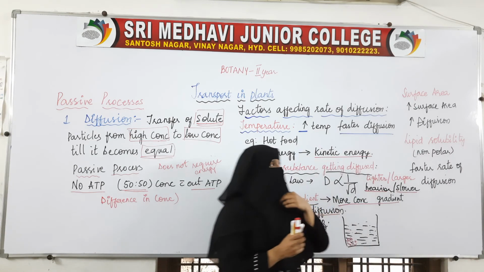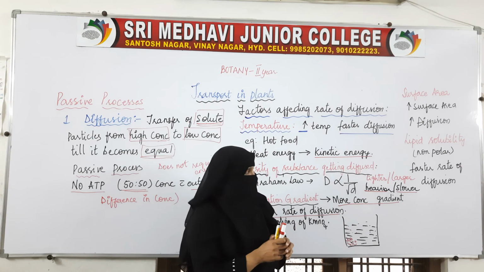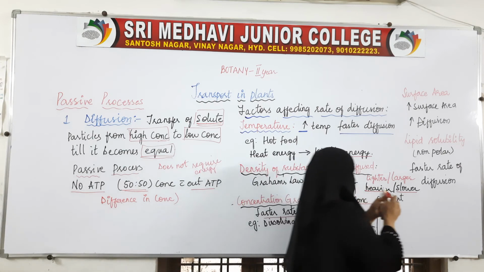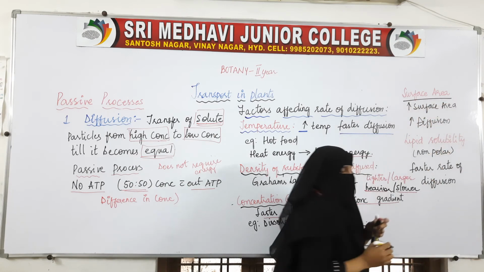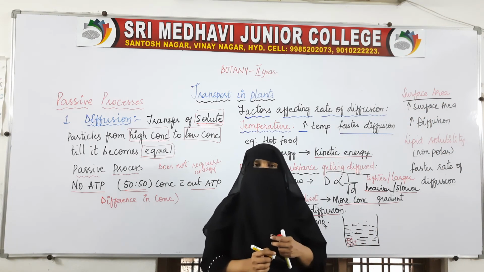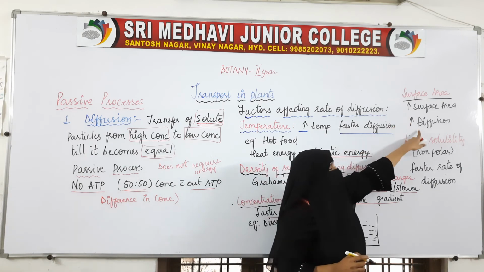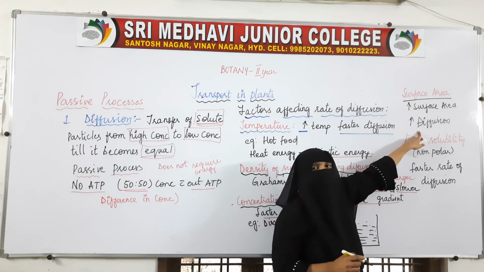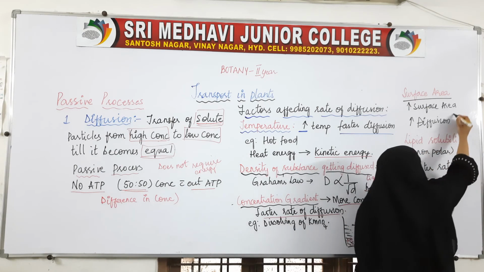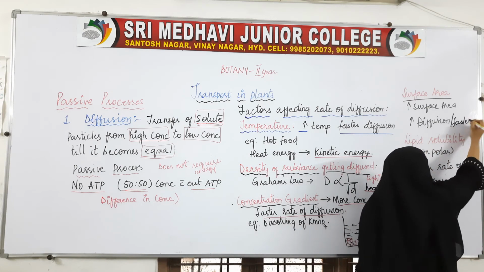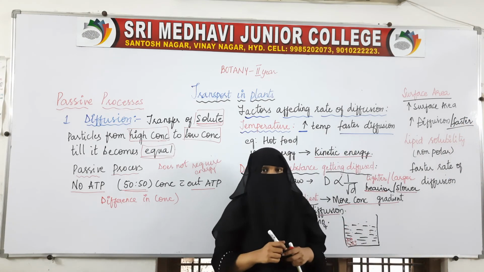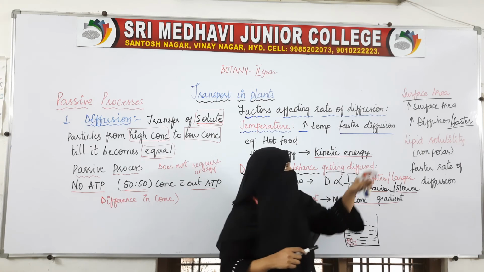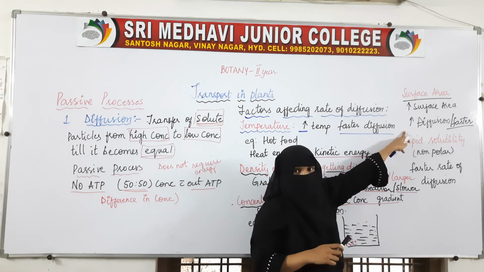Another factor which affects the rate of diffusion is surface area. If the area is more, the diffusion will be more. If the area is more, the diffusion will be faster and it will reach a greater distance. If the surface area is more, the rate of diffusion will also be faster.